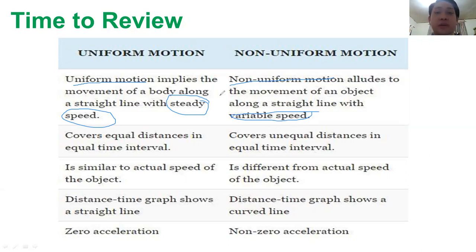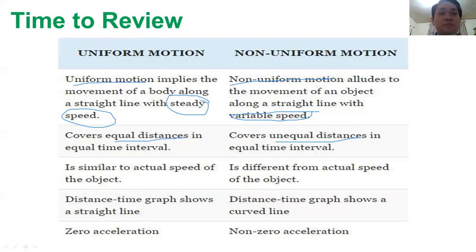Another difference between the two: in a uniform motion, it covers equal distances in equal time. So I highlight the words equal distances. On the other side, in a non-uniform motion, it covers unequal distances in equal time intervals. So they're really different from each other. Again, uniform motion covers equal distances. Non-uniform motion covers unequal distances. I hope you can follow.